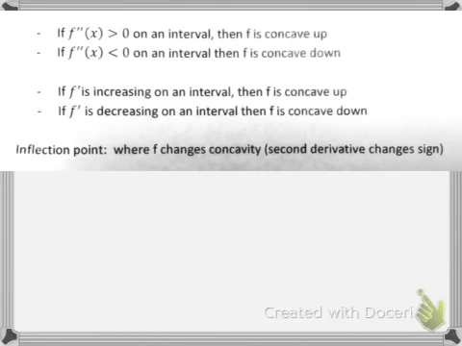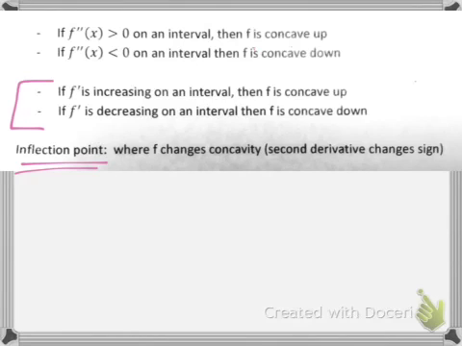If the second derivative is positive on some interval, then the original function is concave up. That's how they're related. Okay, and if the second derivative is negative, then it's concave down. And then here's how it's related to the first derivative. If the first derivative is increasing, then f is concave up. Okay, and if the first derivative is decreasing, then f is concave down. And then we already have done critical points.